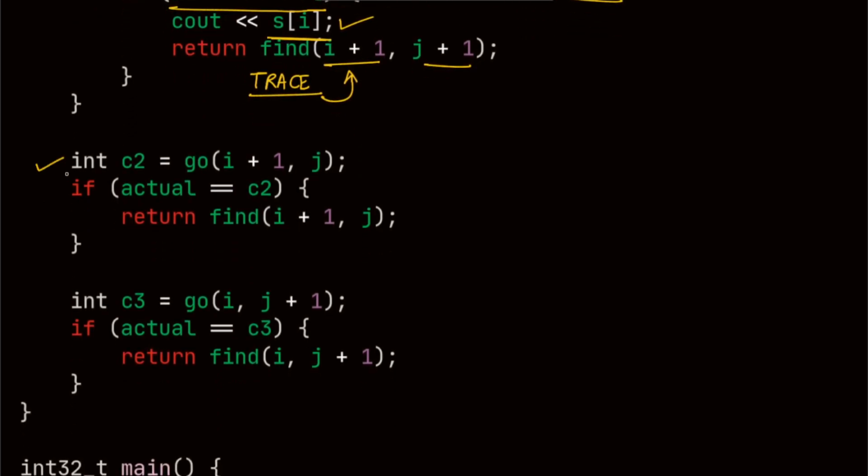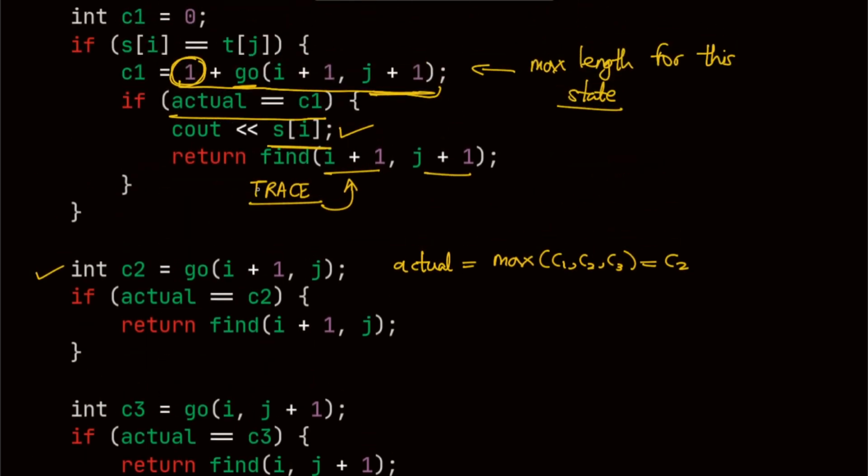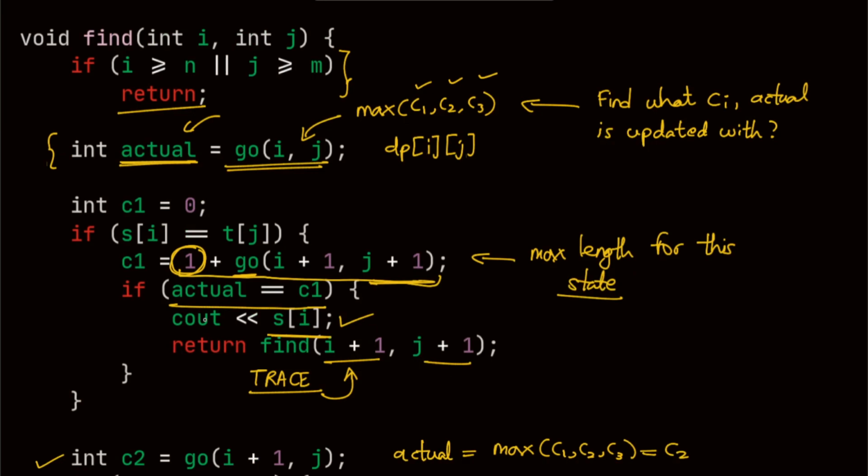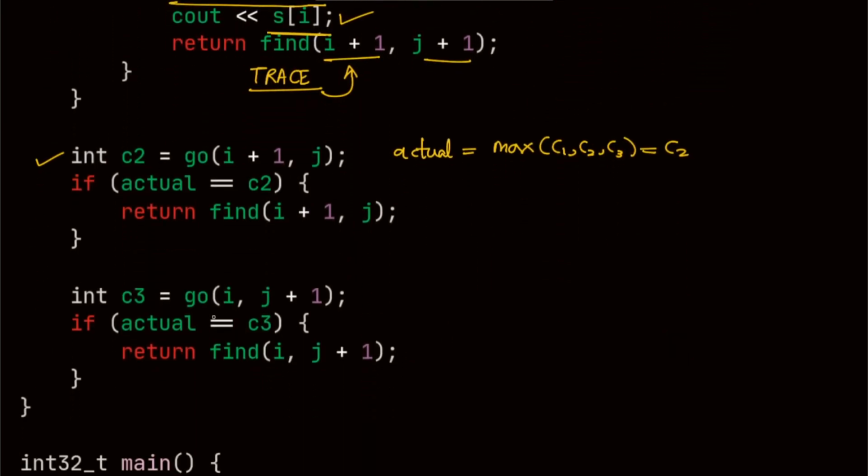If the second choice was the answer, that means actual, which was the maximum of c1, c2 and c3, was actually c2. In that case, we ignored or neglected the value. This was actually 0 plus that. That means there was no common element between them and we skipped it. That means we don't need to print, or there was nothing considered in our answer, but we need to trace the remaining part from this particular portion of states, which was i+1 to j, which is the same as the states of this choice.